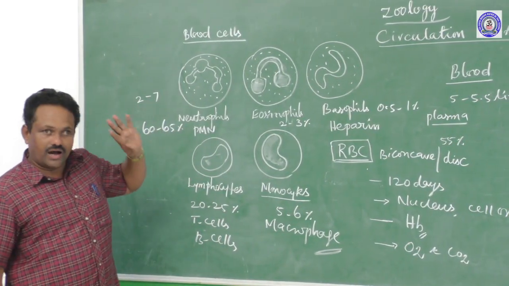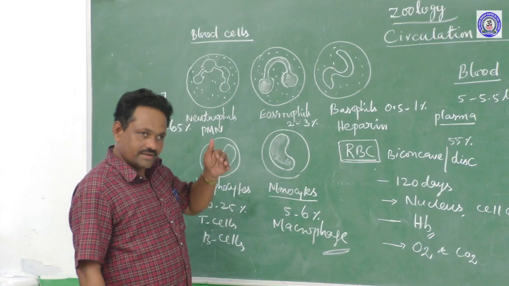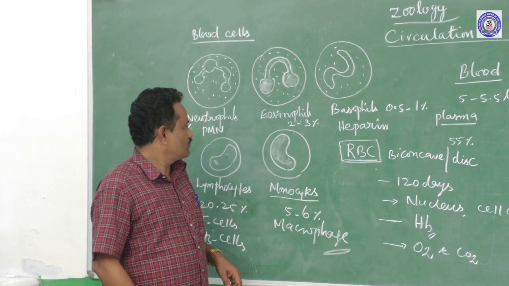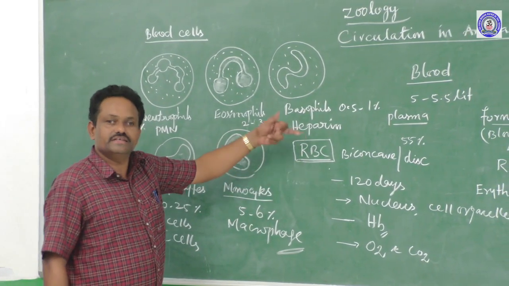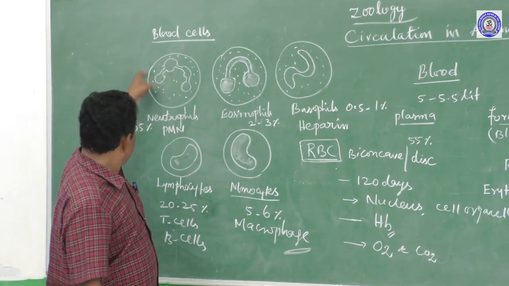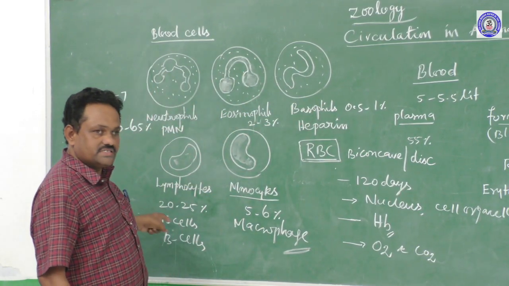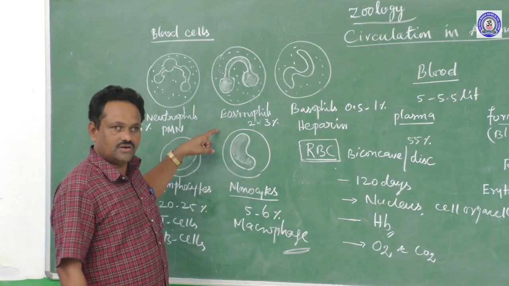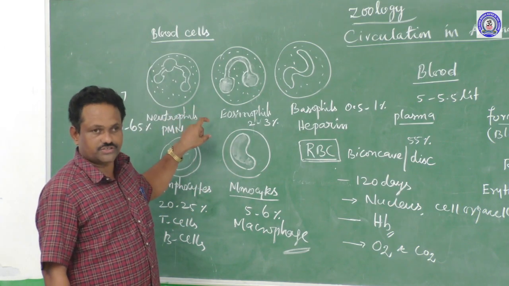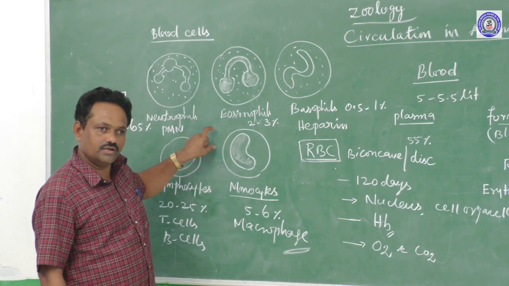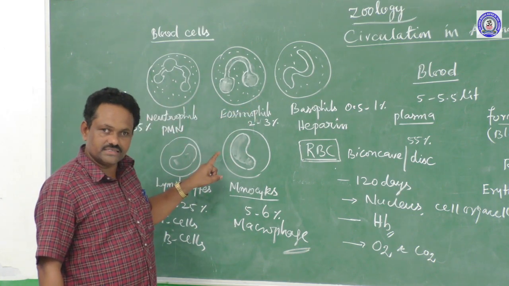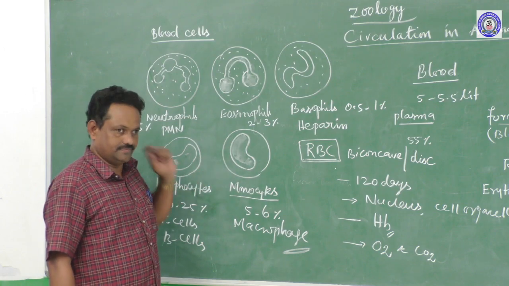When the number of RBC cells decreases in our body, the condition is called anemia. When the number of RBC cells increases in our body, the condition is called polycythemia. When the WBC cells, these 5 different types of WBC cells, increase in our body, the condition is called leukemia or leukocytosis. It is also called blood cancer. When the number of WBC cells decreases, that is called leukopenia.